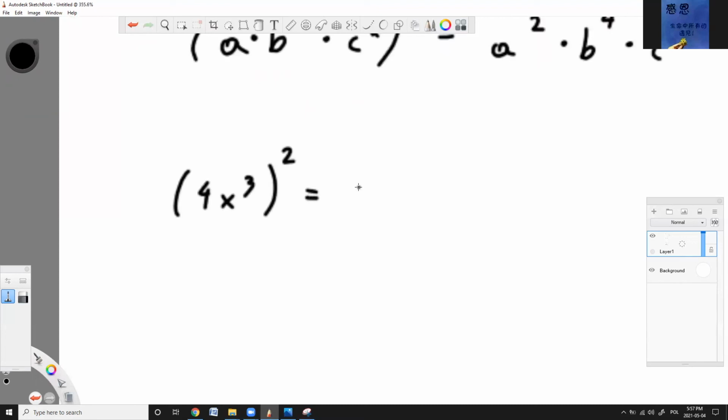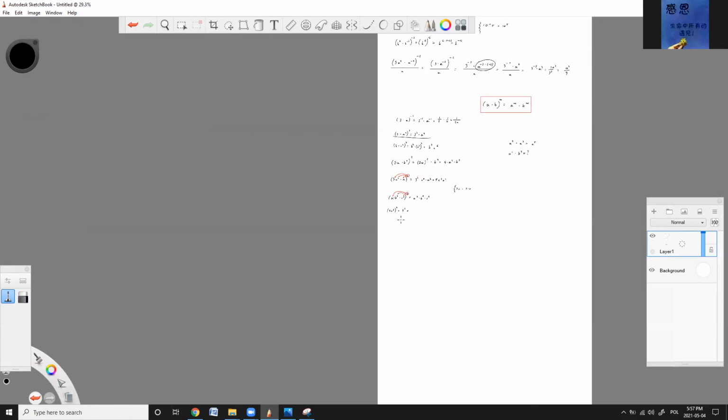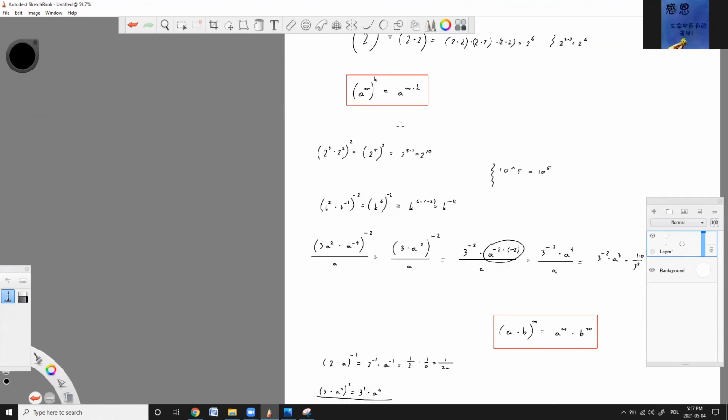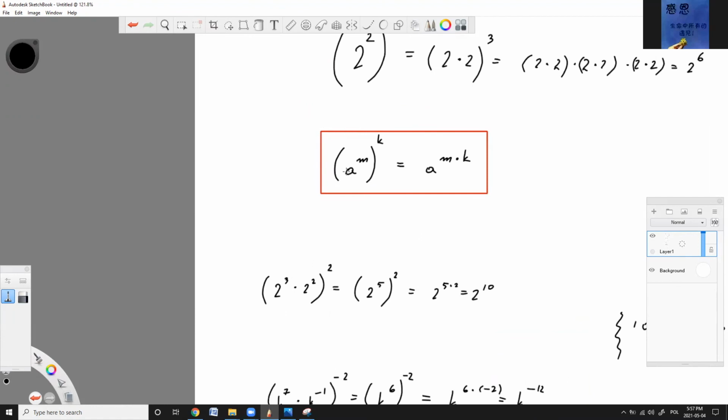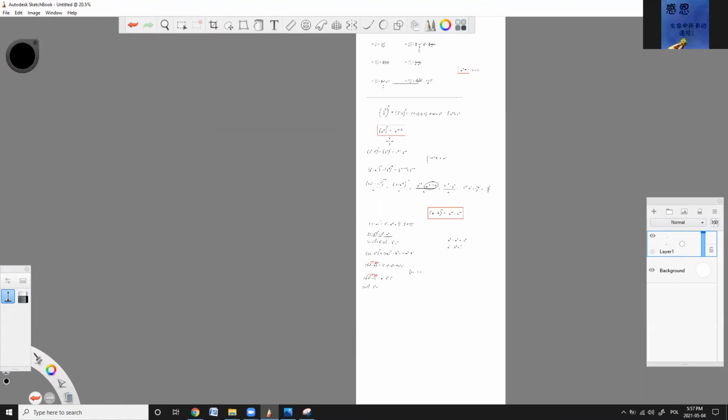So I think 4 to the power of 2, x to the power of 2, and 3 to the power of 2. Oh, wait. Is this 3 separate or is it an exponent? It's x to the power of 5. 5 or 6? Remember the previous law? Oh. So if I have an exponent to the power of, let's go step by step.